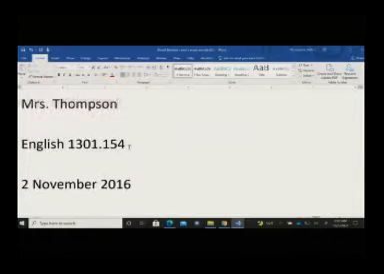Mrs. Thompson, your English is not 151. That's a summer school class, by the way. This should be 443 for the high schools and 208 for the SPC students. And then the date is going to be, I believe, 12 October 2021. I'm living in the past. There's no punctuation unless you abbreviate October. Don't put a period after 2021.